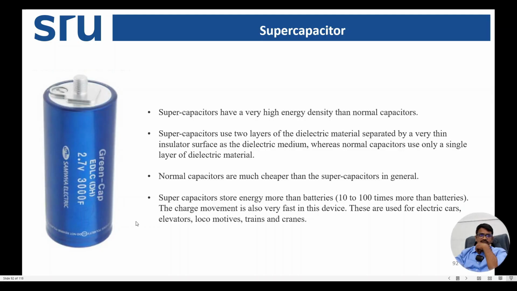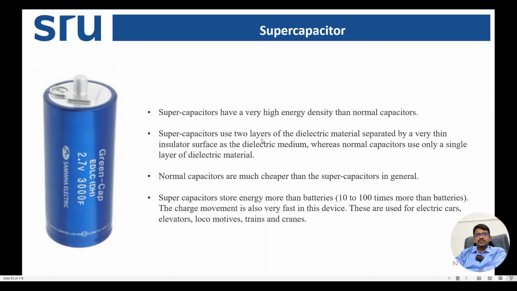Yeah, this is a type of supercapacitor. Supercapacitors have a very high energy density compared to normal capacitors.